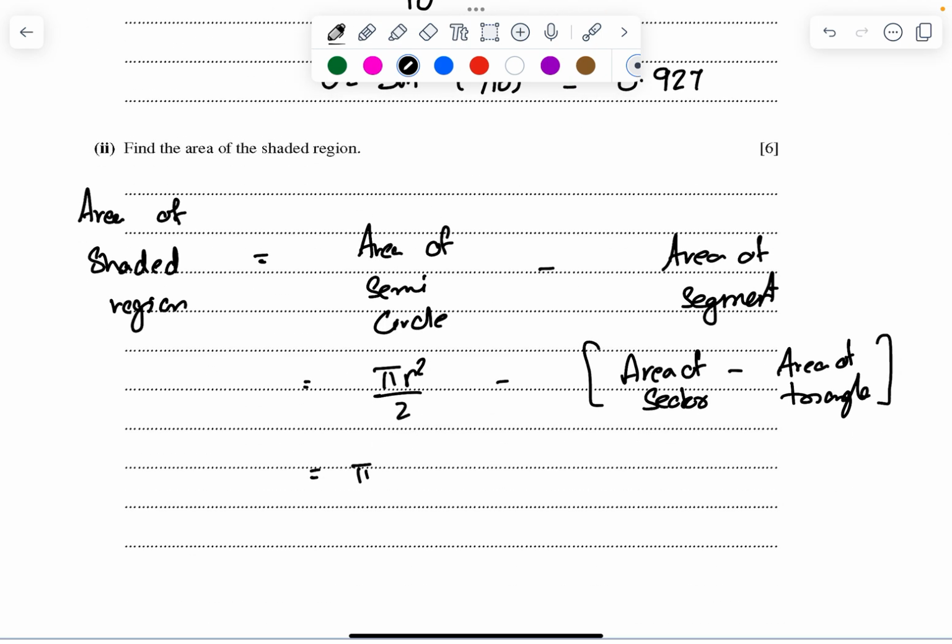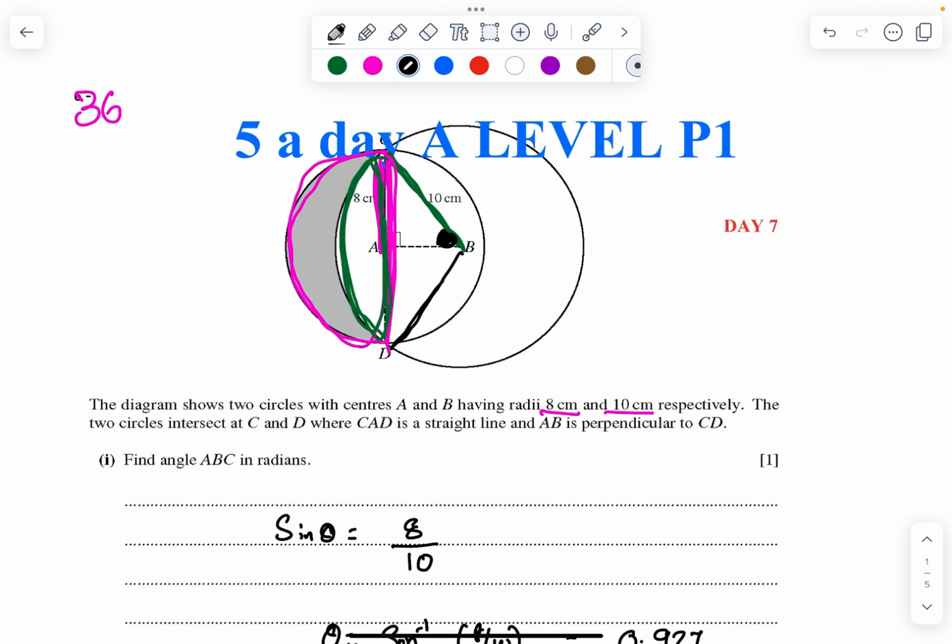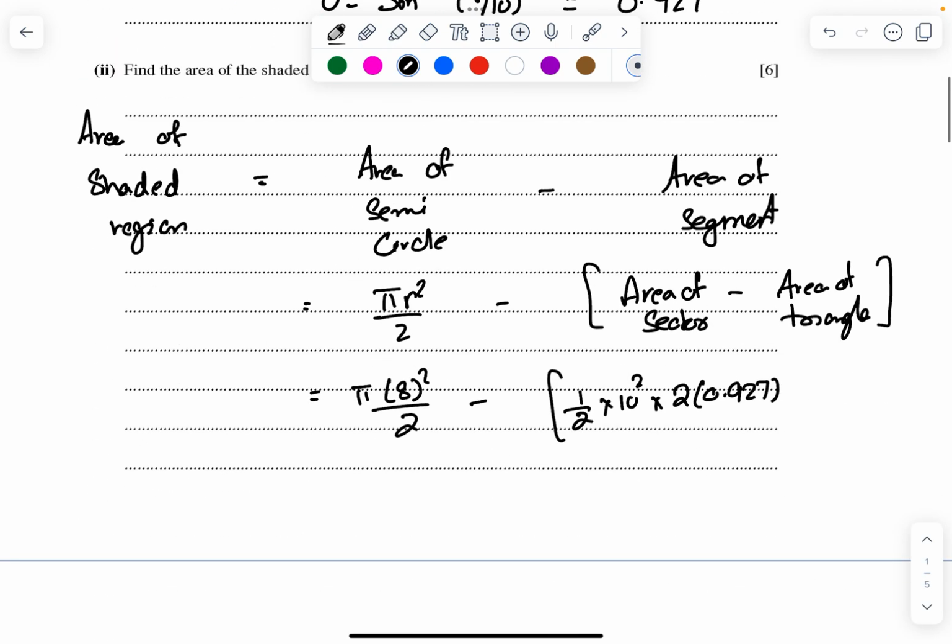Then pi, the radius of the semicircle is nothing but 8, so 8 square upon 2, minus the area of a sector, which is 1 upon 2, 10 square theta. Theta is 2 times 0.927 because this total angle is going to be theta, which is 2 times 0.927, minus the area of a triangle.